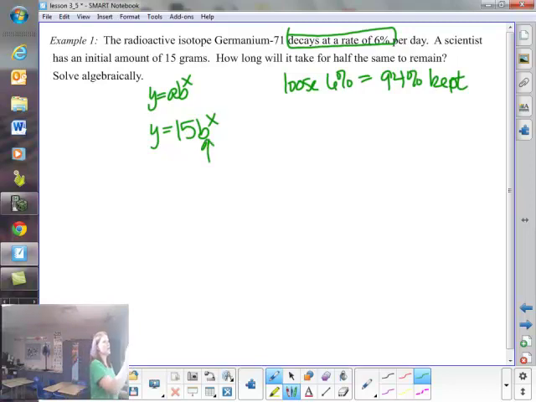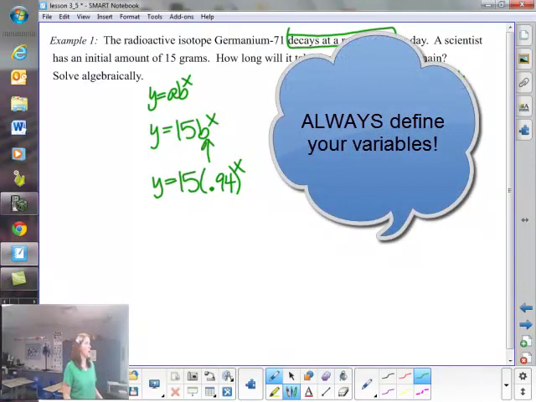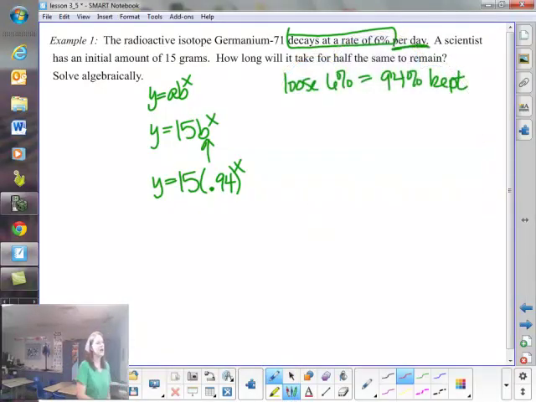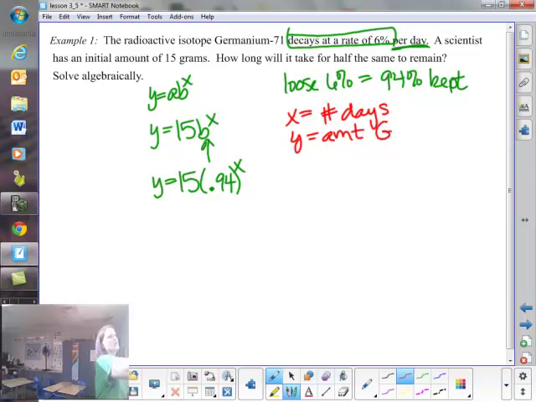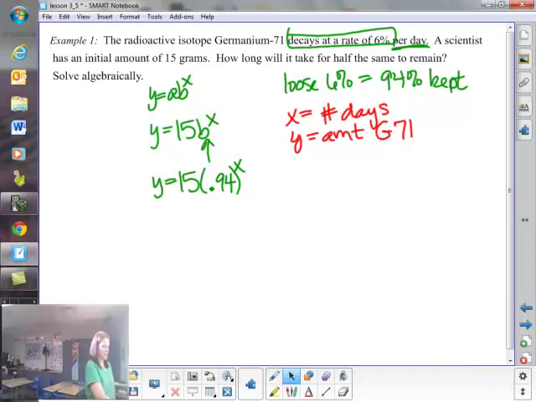and we're going to need our B value to be a decimal, so we're going to change that to 0.94 to the x. Now, keep in mind what is x and what is y. X is going to be our time, 6% per day. So again, keep in the good habit of labeling whatever variables you choose and describing them. Number of days for x, okay? Y in this model is going to be the amount of the germanium-71, if you don't mind, I'm going to abbreviate, that is left over after that many days. All right, so far so good.